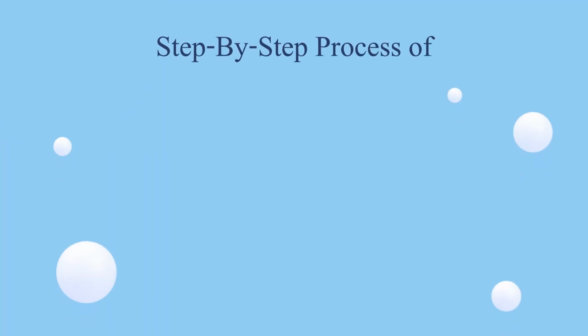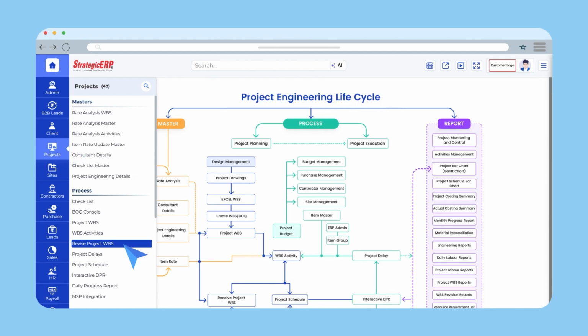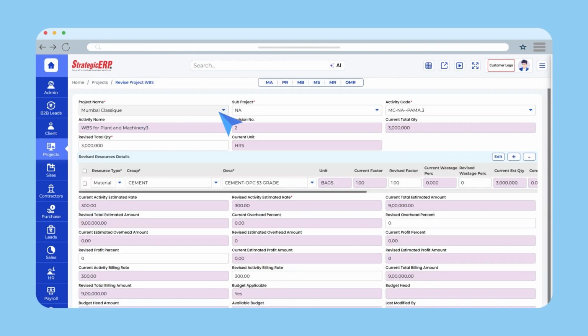Let us understand the step-by-step process of revising project activity in StrategicERP. In Revise Project WBS form, under Project Management module, select the project name, sub-project name and activity code for which quantities and rates need to be received. If a revision has been made previously, the revision number and current total quantity will auto-populate.